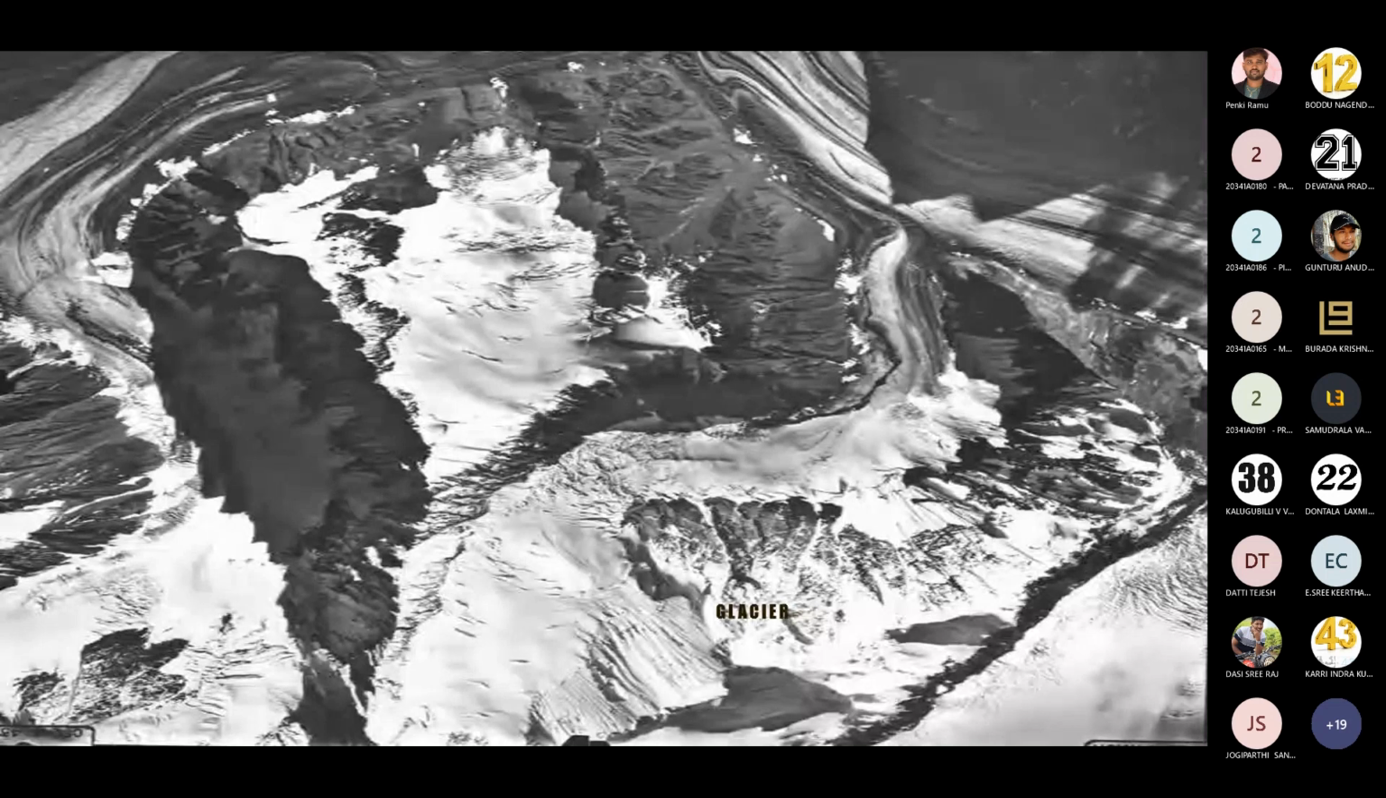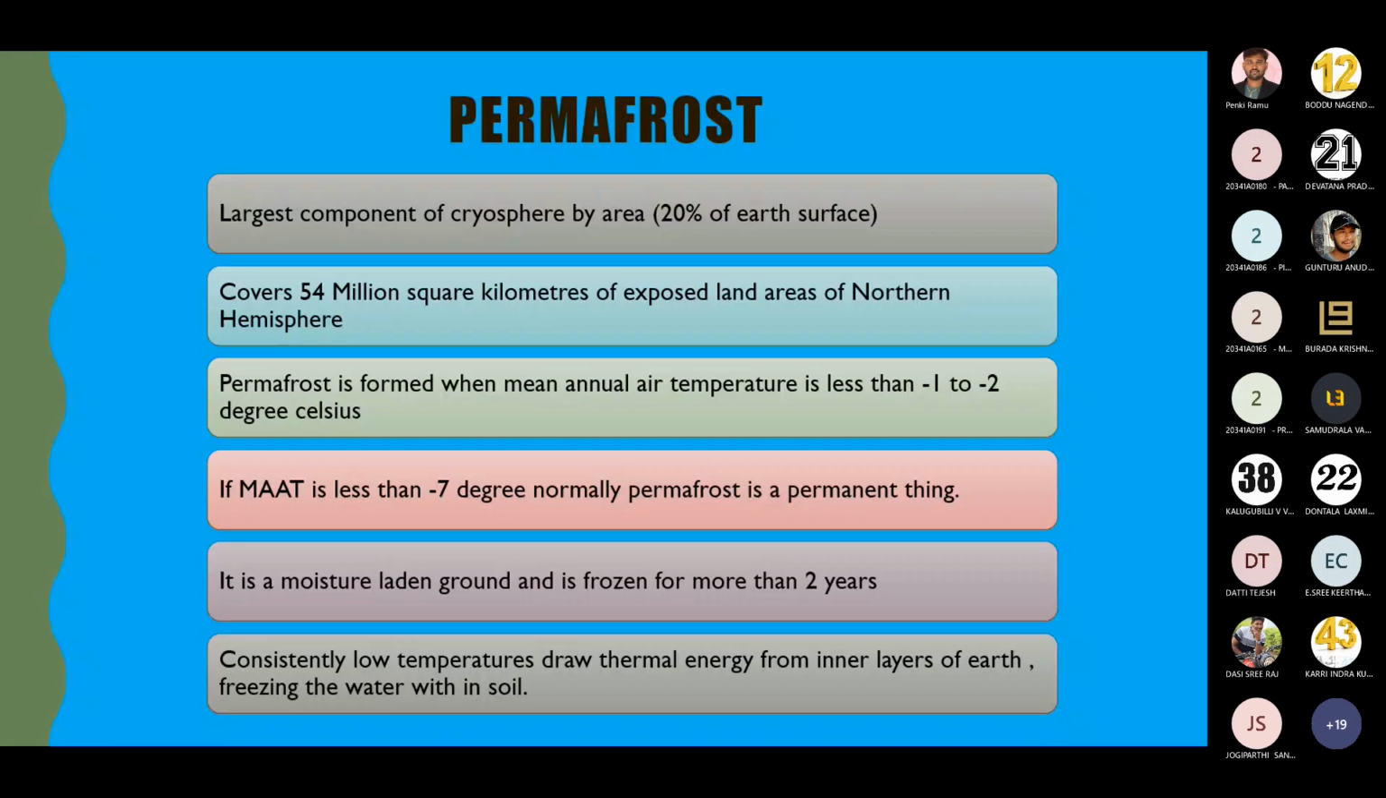So it is the largest component. Glacier forms the largest reservoir of fresh water, and permafrost forms the largest component of the cryosphere in terms of area. 20% of the Earth's surface is covered with permafrost, and it covers 54 million square kilometers of exposed lands of the northern hemisphere. Permafrost is formed normally when the mean annual air temperature is less than -1 to -2 degrees Celsius. And if the mean annual air temperature is less than -7 degrees for 2 years, then permafrost is going to be a permanent thing. It is going to be a perennial thing.